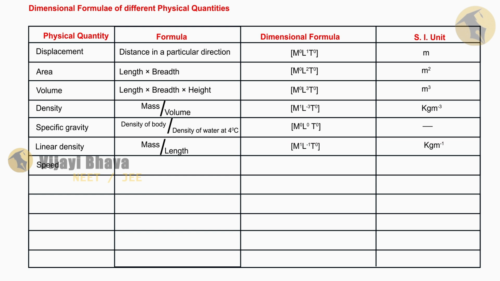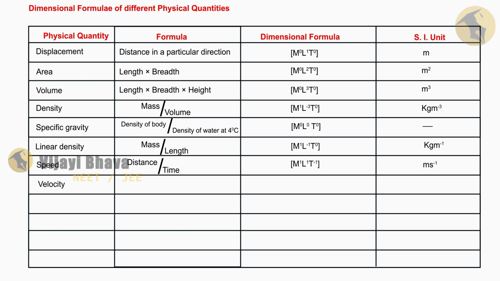Speed. Speed is given by the formula distance by time. Distance is nothing but length, represented by L1 dimensionally, and time is represented by T1. Thus it becomes L1 T minus 1. As we don't have a representation for mass here, we take it as M0 L1 T minus 1.